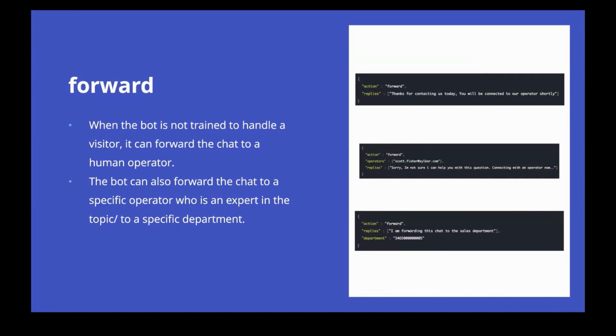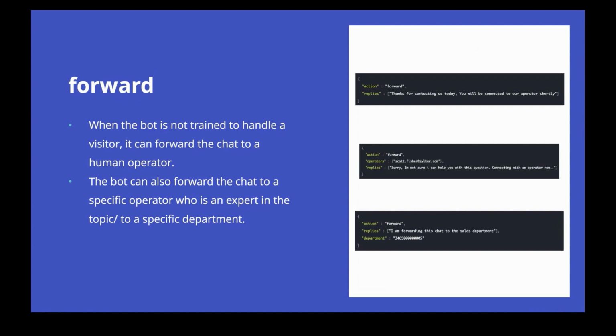So the next one is the forward action. When the bot is not trained to handle a visitor, it can forward a chat to a human operator. The bot can also forward the chats now to a specific operator who is an expert in the topic. So there are 3 cases that are possible for this action. The first one is generic forward. When just the action and the corresponding replies are specified, the chat will get forwarded to all of the available operators inside the organization, and one of them can pick it up and answer the query. So that was generic forward.